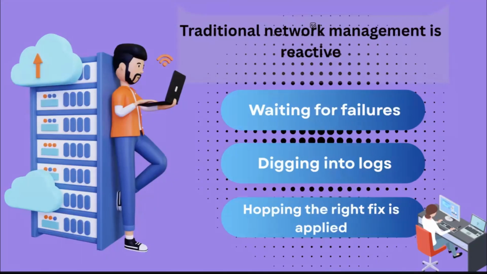Okay. So when we talk about traditional network management, that is a kind of reactive. And when we say reactive, it means we wait for the failures. Let's say now we have the failure, right? Then what we do, we dig into the logs, we verify every single log, we verify n numbers of things, and then finally, after having the logs, we hope for the right fix to be applied to the network.